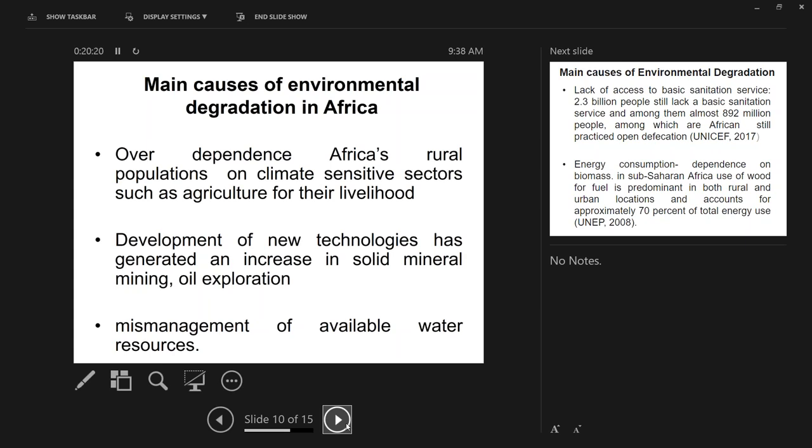Lack of basic sanitation service. UNICEF in 2017 reported that 2.3 billion people still lack a basic sanitation service, and among them, 892 million people in Africa. We have also energy consumption. I mentioned it earlier, which is the dependence on biomass for cooking and for heating, especially in sub-Saharan Africa.